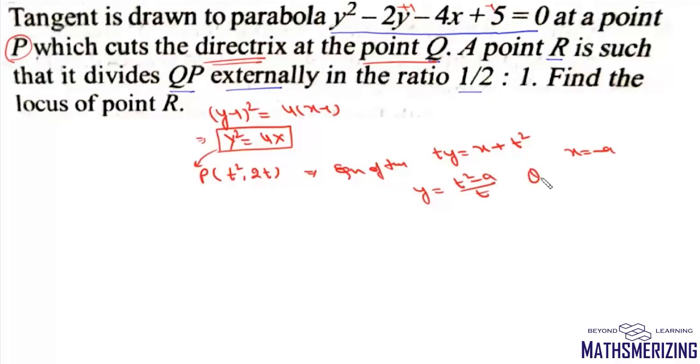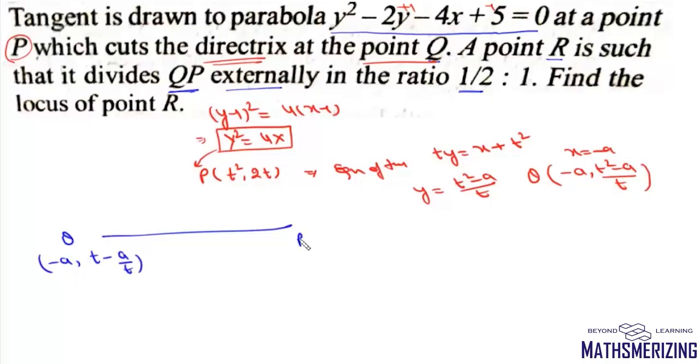So this point Q is minus a t square, minus a upon t. So we'll need to find the locus of this point R, which divides QP externally in the ratio 1:2. So that means we have this point Q, which is minus a t square, minus a upon t, and then P is t square comma 2t, and then we need to find this point R, which divides it in the ratio 1:2 externally, and say this point is alpha comma beta.